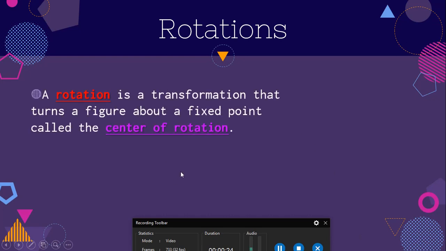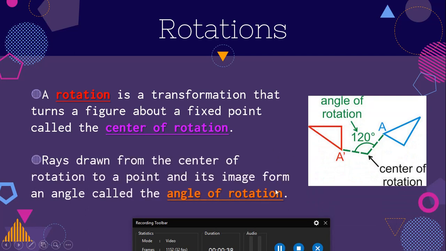All right, when you perform a rotation, what you're doing is taking a figure and spinning it, but it's also rotating around a center of rotation, which is a fixed point. In my picture here, the triangle in blue has been rotated to become the triangle in red. We can see that A was on the left-hand side and now it's down on the bottom. So the object itself is turning. Think about the Earth spinning on its axis.